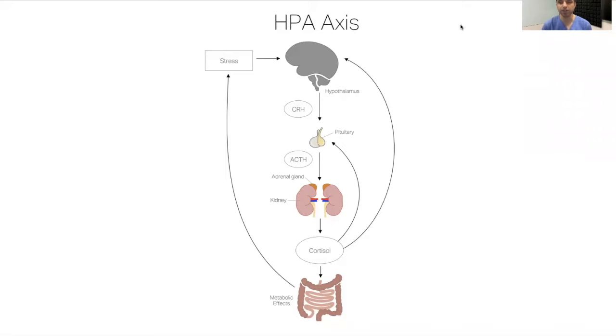And today we're going to be talking about what is called the HPA axis. That is called the hypothalamic pituitary adrenal axis. And this is really important because this is going to allow us to understand what our body is doing in terms of steroids, in terms of hormones. There's a lot of hormones that we are going to be talking about in this course.